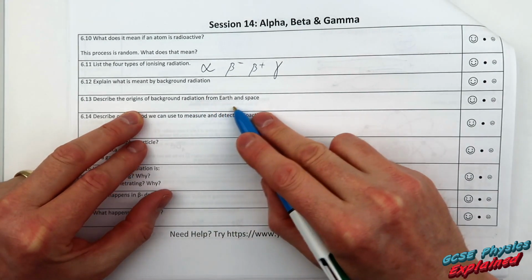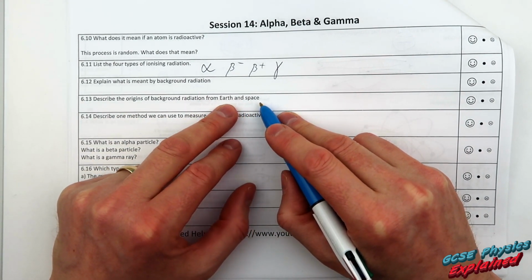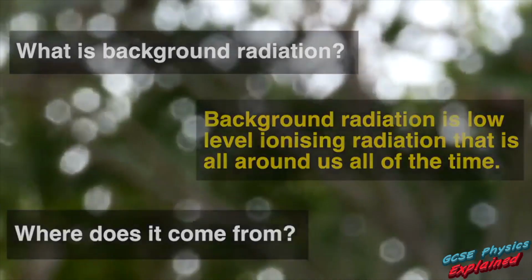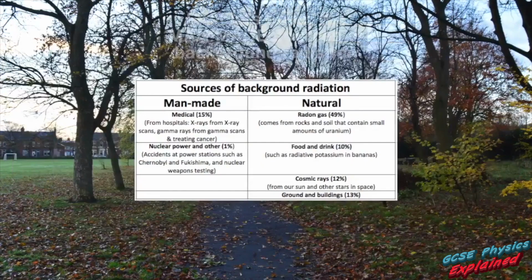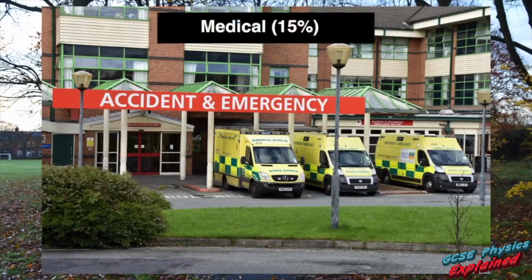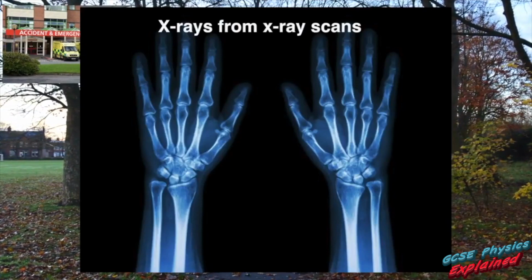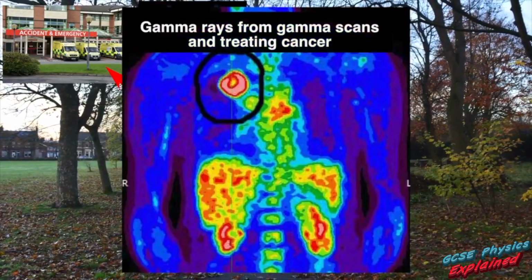Describe the origins of background radiation from Earth and space. Again, I've got a lovely video on this. Where does it come from? Some background radiation is man-made and some is natural. First, let's cover the man-made sources of background radiation. Medical, from hospitals, 15%. This is made from X-rays from X-ray scans and gamma rays from gamma scans and treating cancer. Nuclear power and other, 1%.